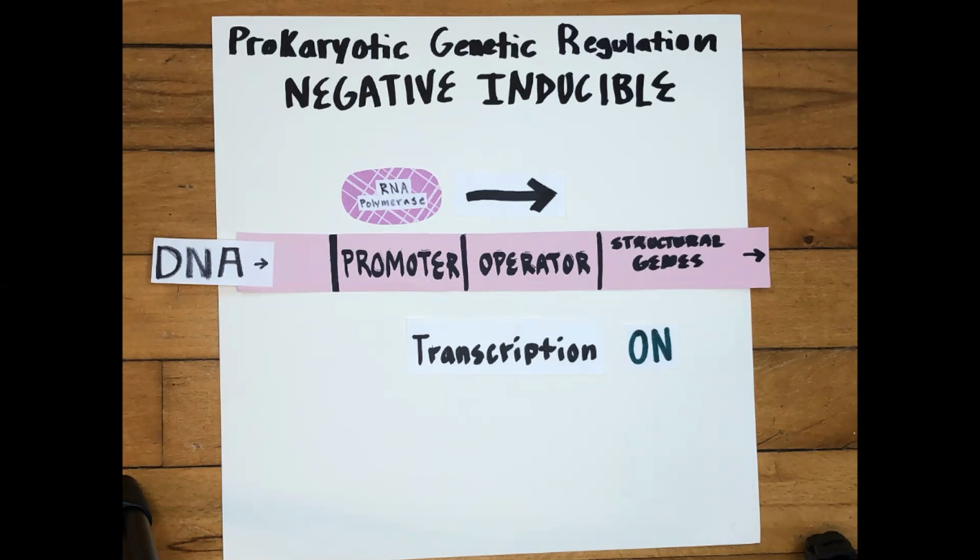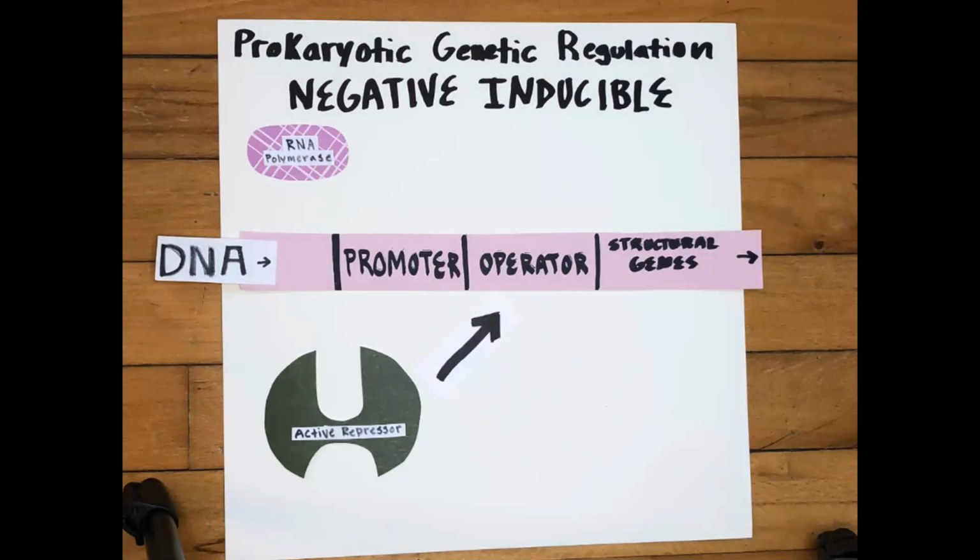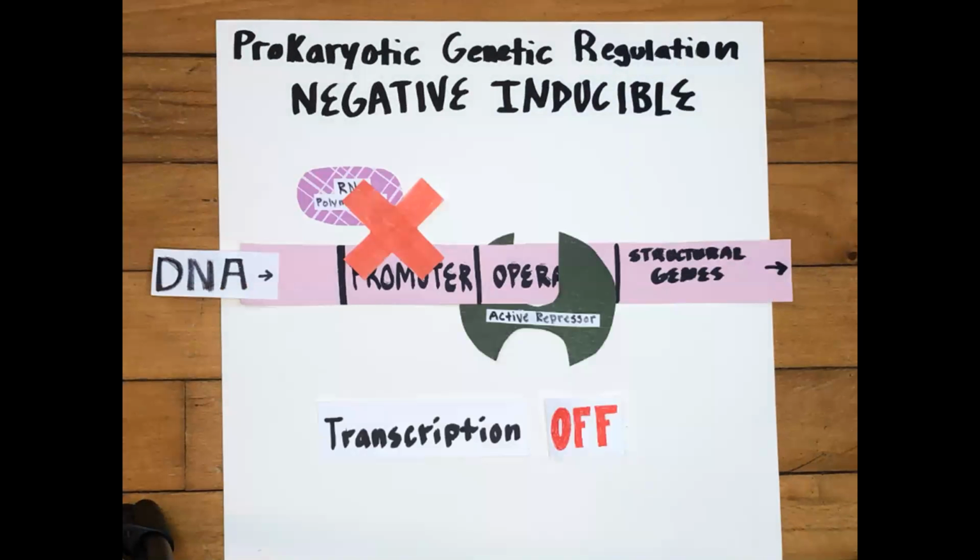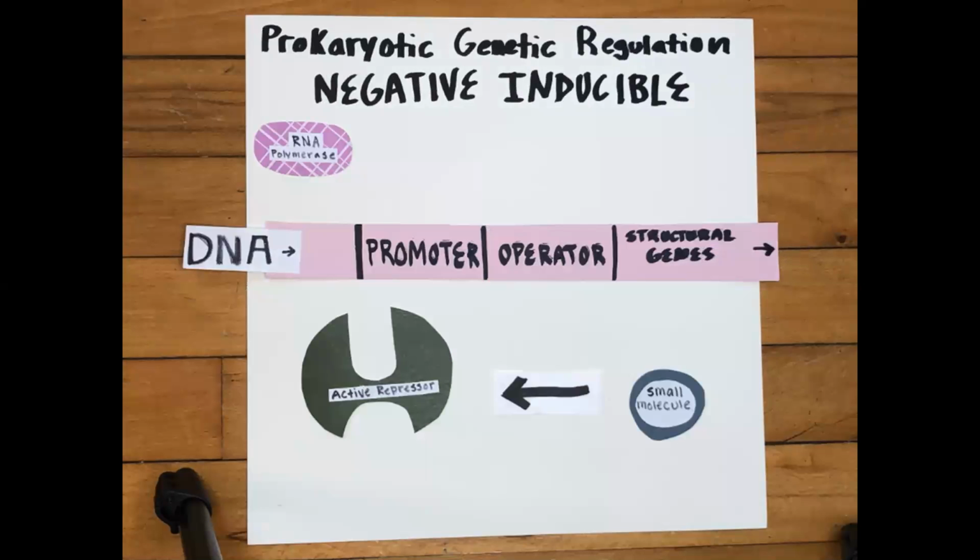gene or genes. In negative inducible regulation of prokaryotic genes, an active repressor, which was transcribed and translated from a repressor gene, works to stop the transcription of the DNA strand. It binds to the operator region so that the RNA polymerase is blocked and unable to bind and transcribe the DNA strand. Here we see a small molecule now in the picture.